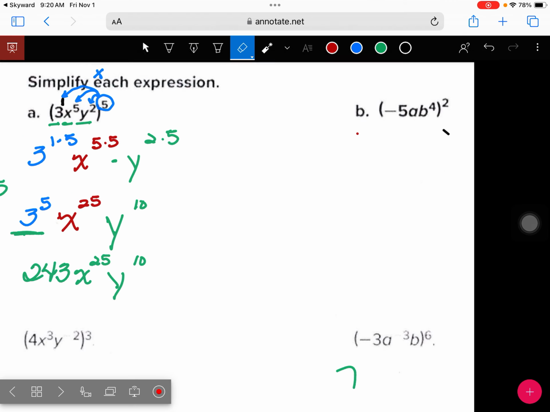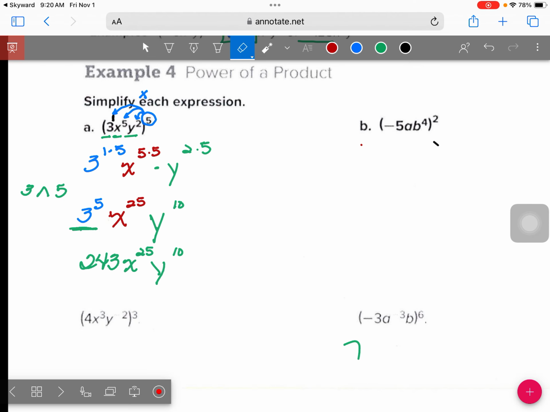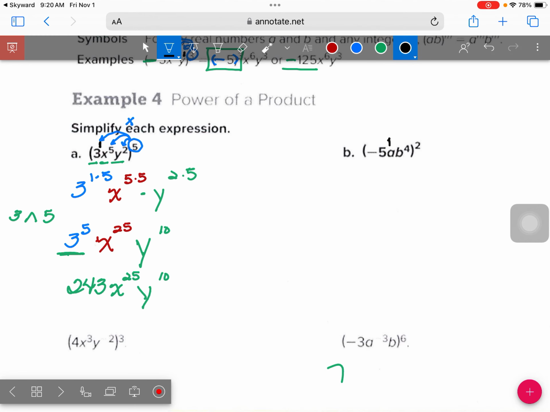Let's take a look at B. Jump over to B. I'll leave this up here for those that are still writing. I see 2 of my factors don't have an exponent. Put a 1 on them. So my negative 5, because it's negative, I'm going to put it in parentheses. And that is negative 5.